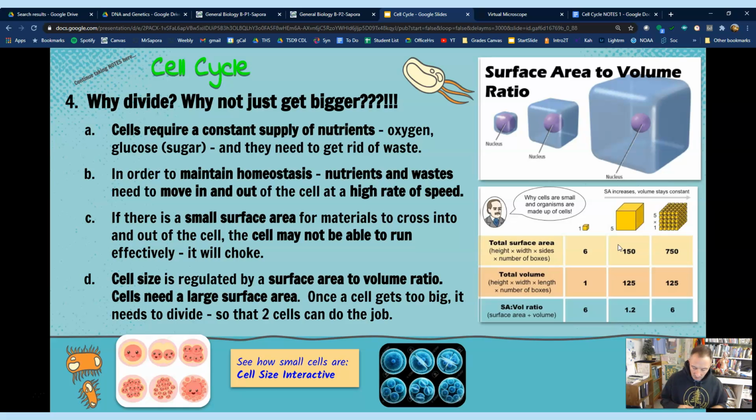Okay, now we're going to do the volume, and volume is length times width times height. And now we're talking 4 times 4 times 4, and that equals 64. So our surface area is 96, and our volume, V down there, is 64.